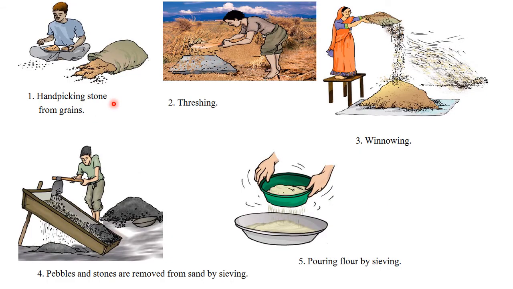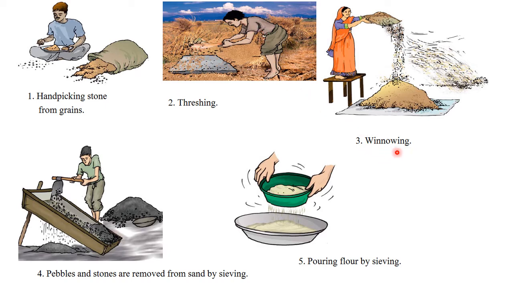Can you see the various pictures over here? First one, hand picking stones from the grains. What do the people do? They take the grains or the rice and they remove the stones from the grains. Second one is threshing. What is he doing? He is taking the stalks of wheat and hitting them hard on a rock, to remove the grains from the stalks separately.